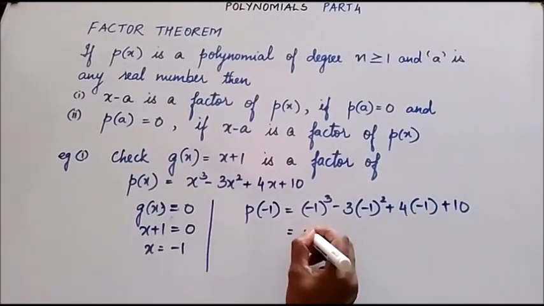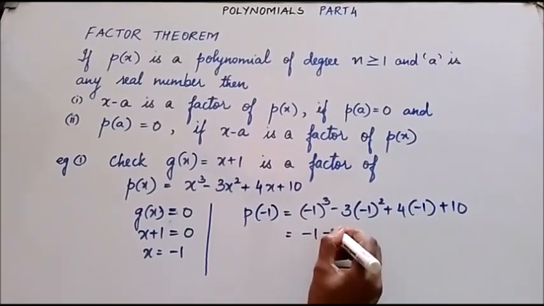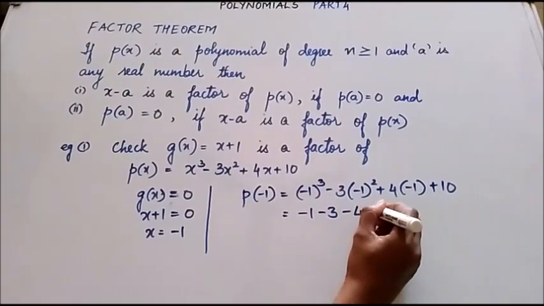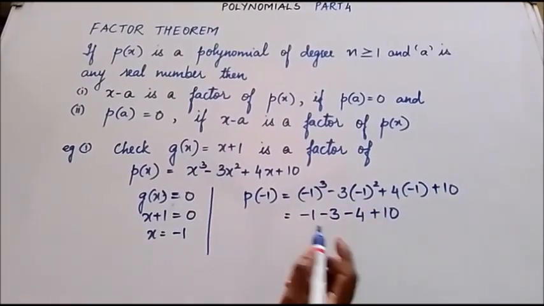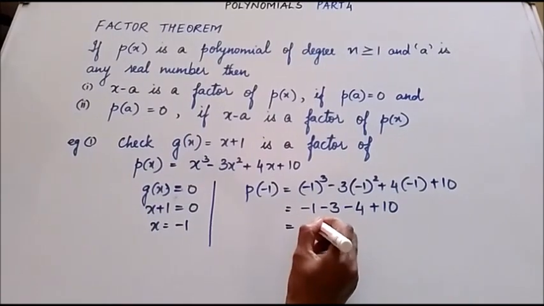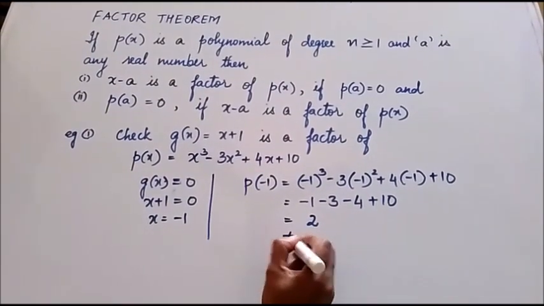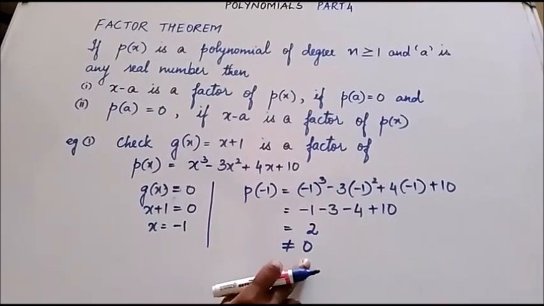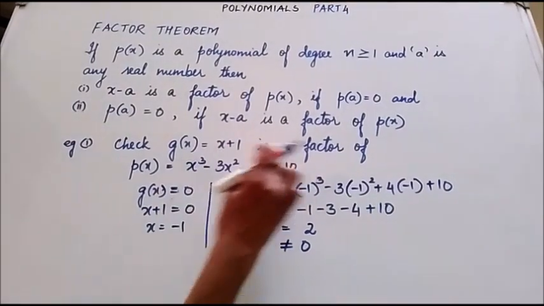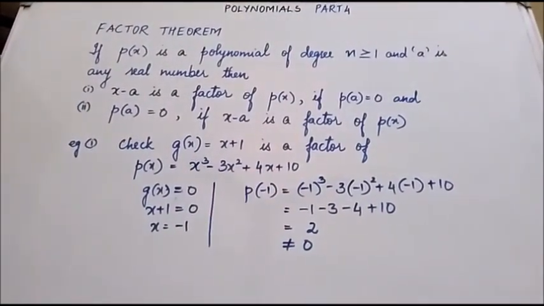What will this give us? This will give us minus 1, minus 3, minus 4 plus 10. This will give us 2. Now 2 is not equal to 0. That means the remainder is not equal to 0. Hence x plus 1 is not a factor of the given polynomial.